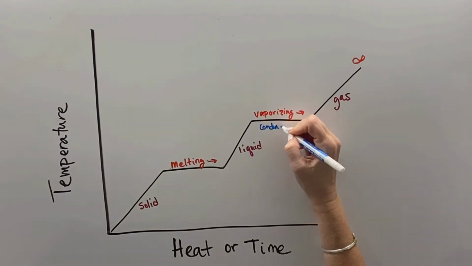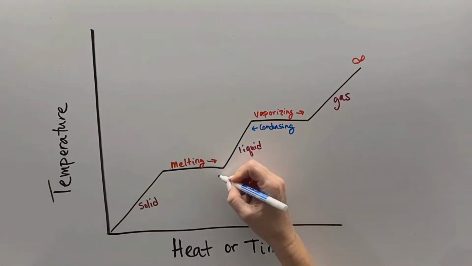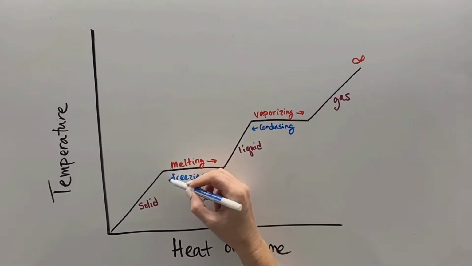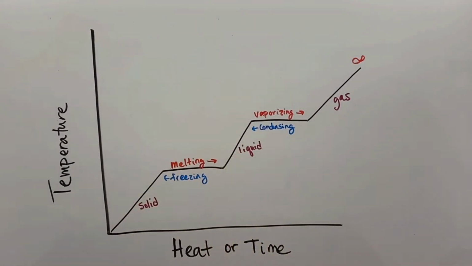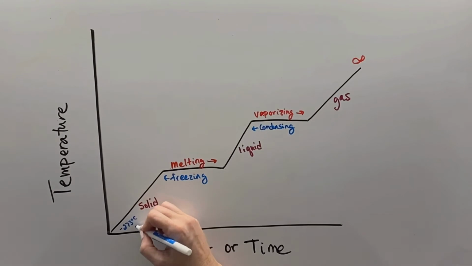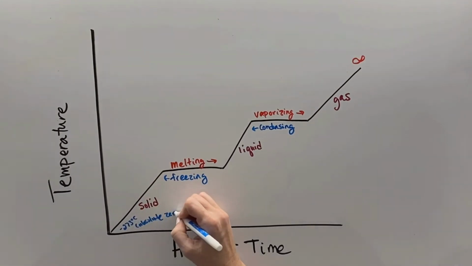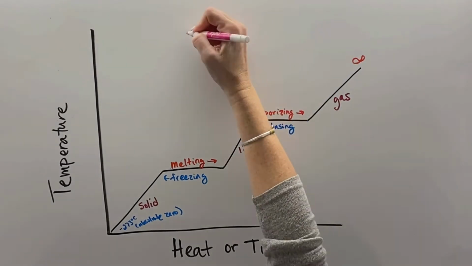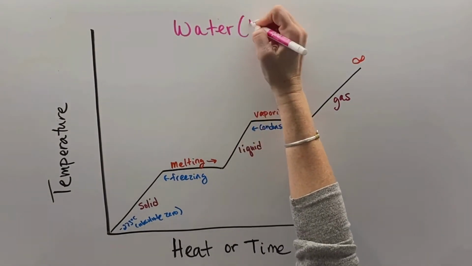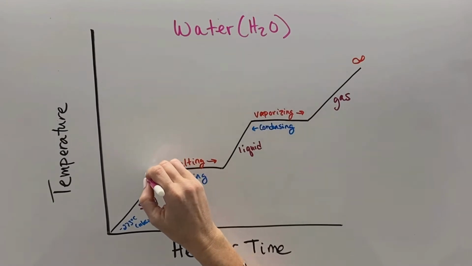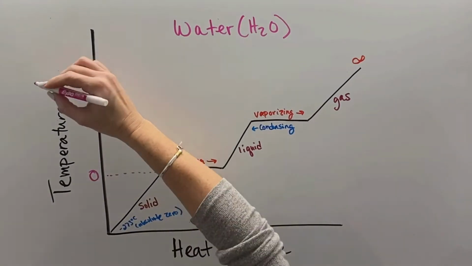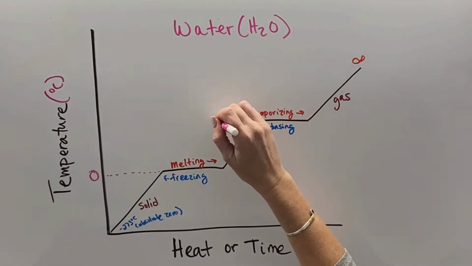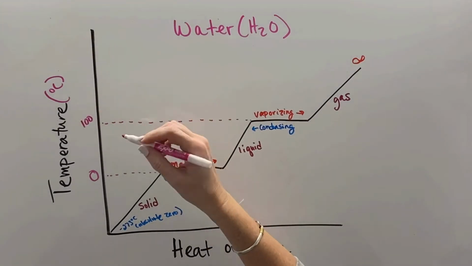If we were to remove heat, then that gas would condense into a liquid. The liquid, if more heat was removed, would freeze into a solid. And then the substance would stay a solid until negative 273 degrees Celsius, which is considered absolute zero. So the way that this graph looks at these lines and what they mean is going to be the same for all substances. The thing that's going to change is how we label the melting point and the boiling point.